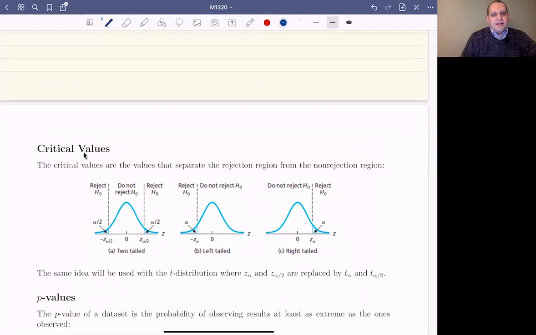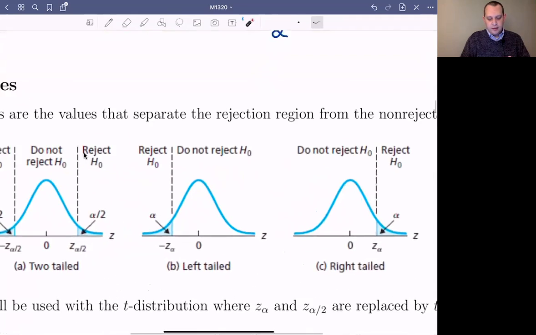But what we have to decide is what's our significance alpha? How willing are we to be wrong? And based on that value of alpha, we have to look at our normal distribution and think about, if we compute our test statistic, are we going to reject it or not? So the critical value is going to be the value that's going to split the rejection region from the non-rejection region.